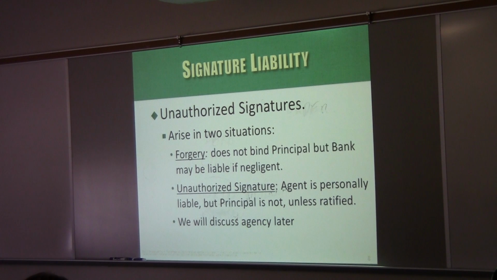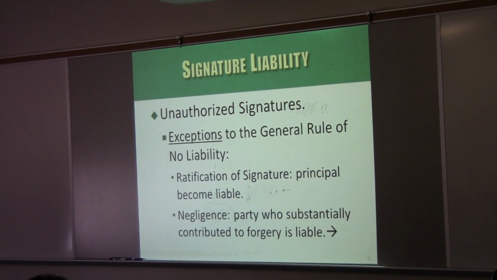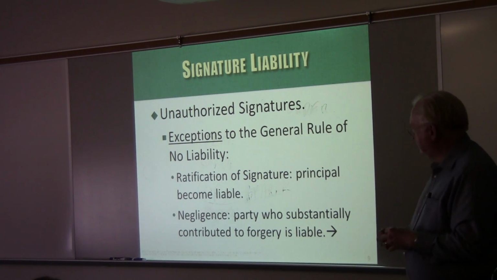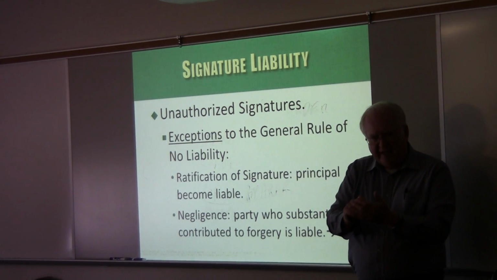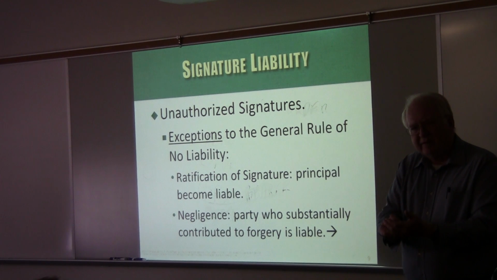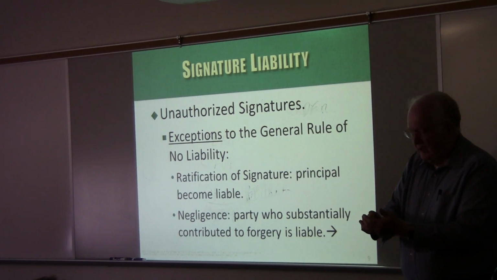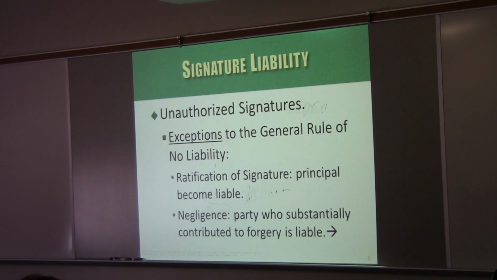An agent is personally liable, but the principal is not unless the principal ratifies, and we'll talk more about agency later. Unauthorized signatures, exceptions, general rule: no liability. If the signature is ratified, and Jody, what does that mean? So Kelsey steals AJ's check, she forges the name, and then AJ says it's okay. Then AJ, you have just ratified, which I think seems fair.